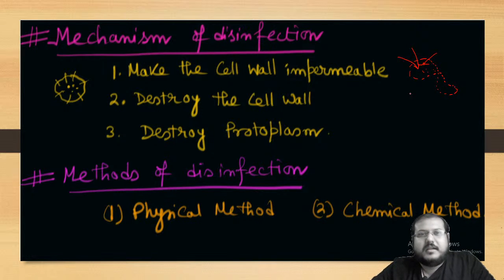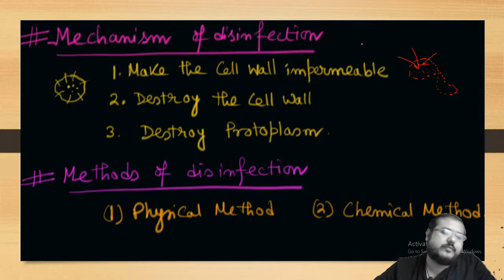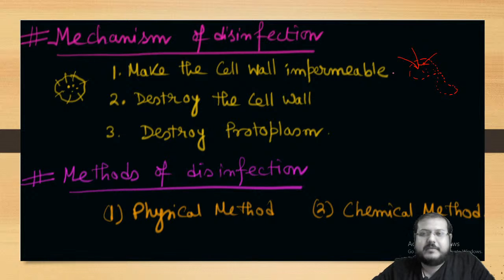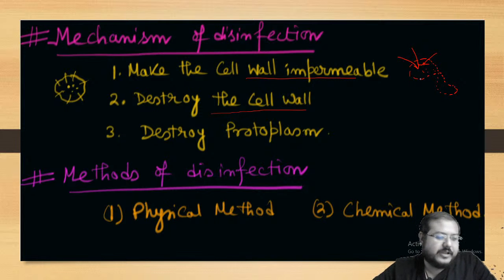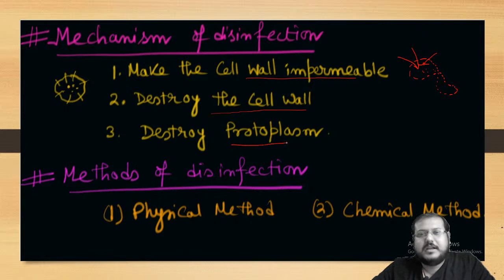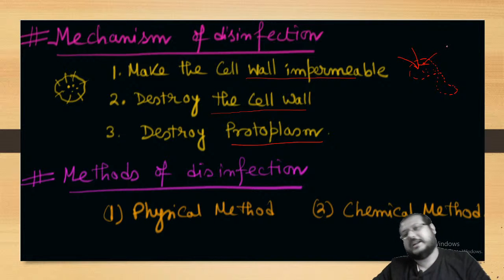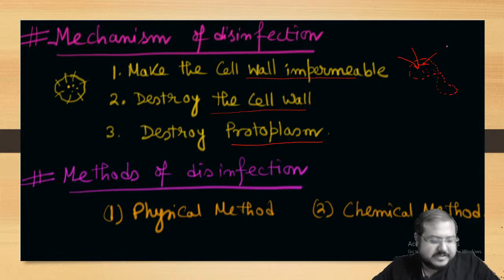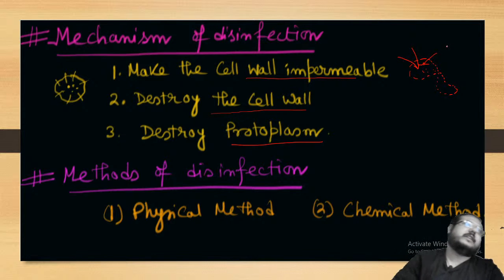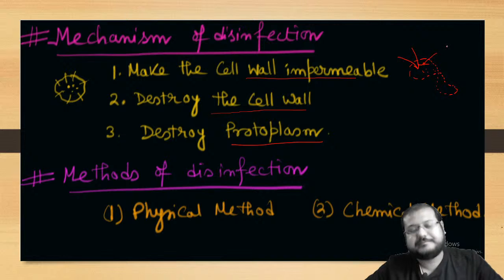The point is, as it is a semi permeable cell wall, nothing can go out from the system, anything can come in. So if you make the cell wall impermeable, eventually it will not get food and it will die. That is the first point: making the cell wall impermeable. Destroy the cell wall, and you are destroying the protection shield as well as the food taking segment. Destroy the protoplasm, and quite obviously the protoplasm is nothing but the CPU of a computer. If you destroy the protoplasm, the microorganism will also die easily.